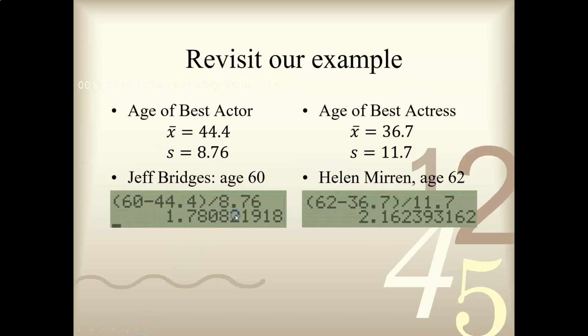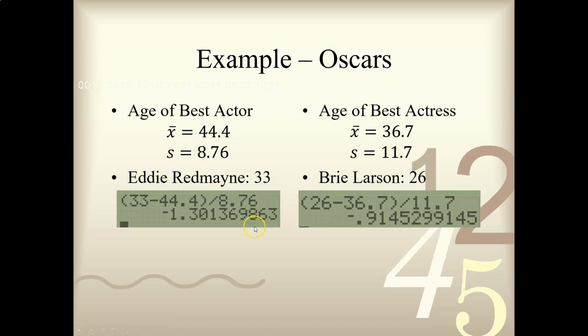Okay, so let's go back to our examples. Jeff Bridges winning at age 60, is that unusual or not for actors? Well, his z-score is 1.78. That's not unusual. Helen Mirren, age 62, winning for actresses, that is unusual because her z-score is more than 2. Anything that's more than 2 or less than -2 is unusual. Eddie Redmayne is not unusual. Brie Larson is not unusual.